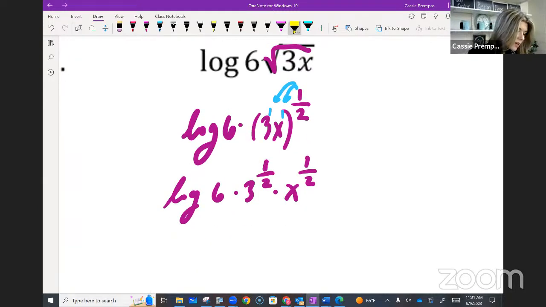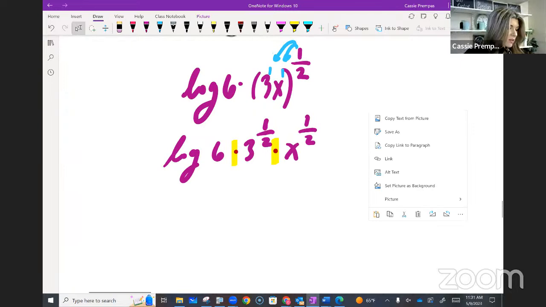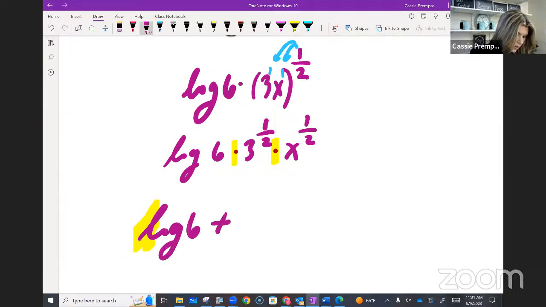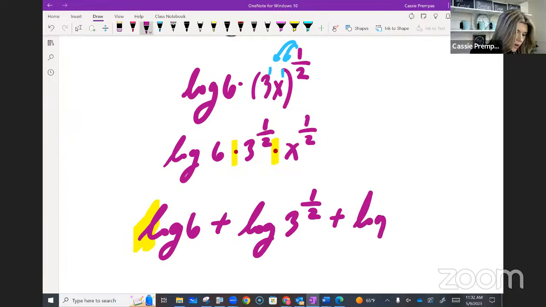Okay, then with this times, how am I going to separate? Add. How many different logs am I going to have? 1, 2, 3. There's 3 numbers, you're going to have 3 logs. There's no base. What's the base understood to be? 10. Do I have to write it in? No, I just have to know it's there. So I could write this as log of 6 plus log of 3 to the 1/2 plus log of x to the 1/2.